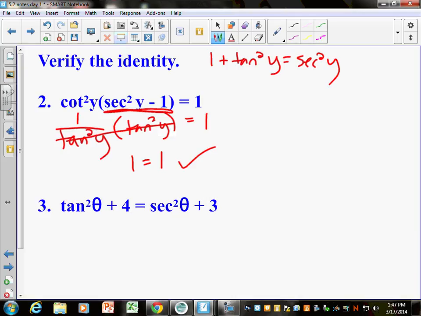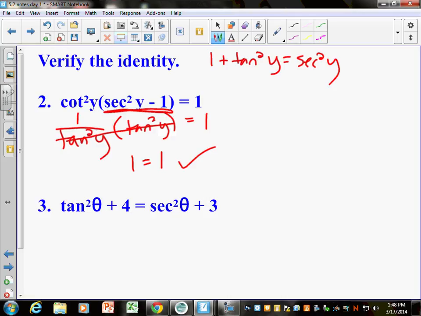Number 3 was one. In second hour, they really wanted to do something to both sides, like they wanted to subtract 3 from both sides or subtract 4 from both sides. You're not allowed to do that. You have to pick either work with this side and make it equal this, or work with this side and make it equal this, because you're trying to prove that they're equivalent, which means you're not allowed to do stuff to both sides. Does one side jump out as being more complicated than the other side?